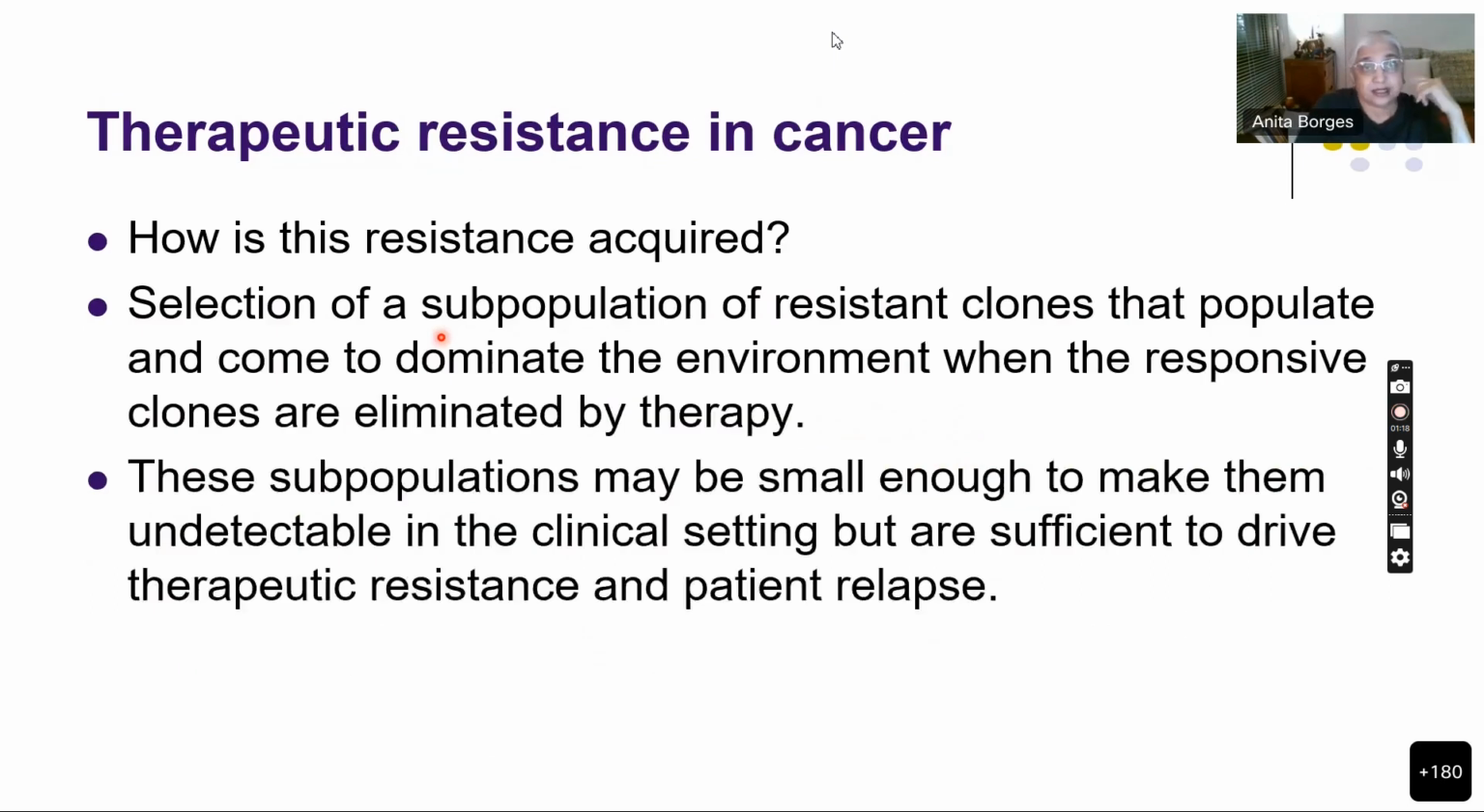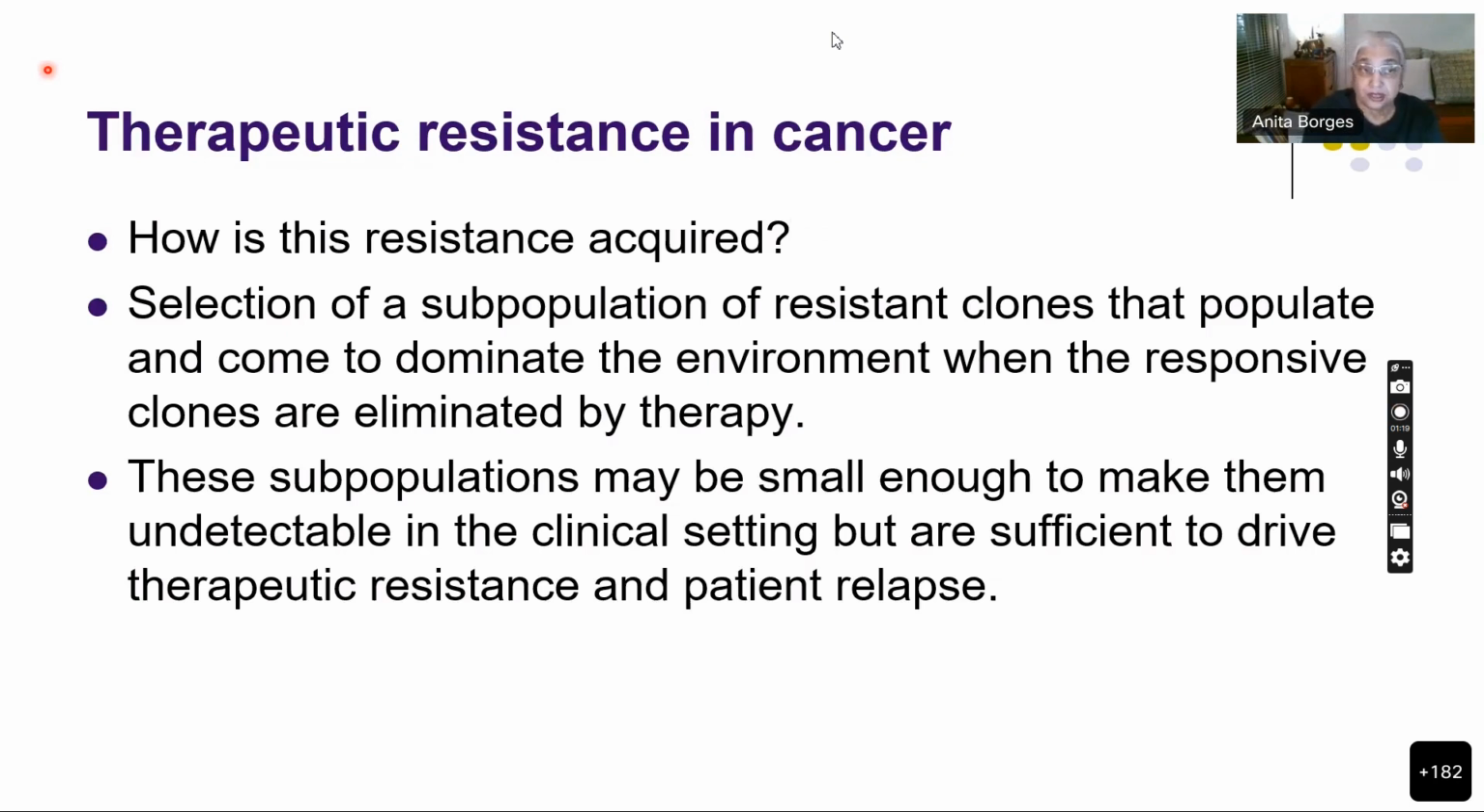All right. So let's take therapeutic resistance in cancer. How is this resistance acquired? I'm sure all of you know that you get resistance in microbiology when you use drugs. The organisms that are susceptible to the drugs die, and then there are some resistant clones in that population that are no longer repressed by the antibiotics you're using, and then they dominate the environment. In microbiology, you have an organism that is resistant, and we are told that.